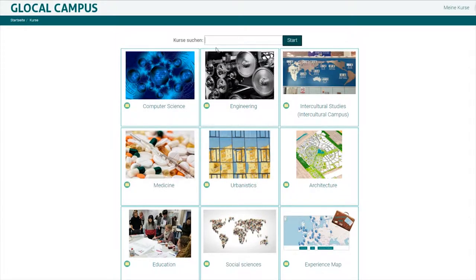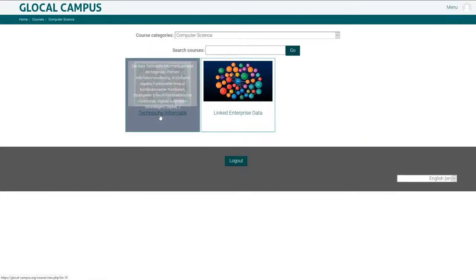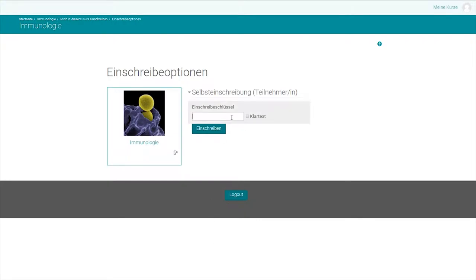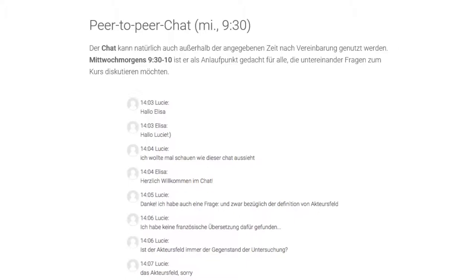Users can search for different topics or a specific course title by using the search function. Course participants can sign up for courses they would like to attend. To grant access to the course contents exclusively for a particular target group, the access can be restricted with an enrollment key. Furthermore, users can get access to the contents via a guest access key in order to get an idea of how the Glocal Campus can be used. To promote the direct exchange between all participants, professors can open a forum or a peer-to-peer chat.